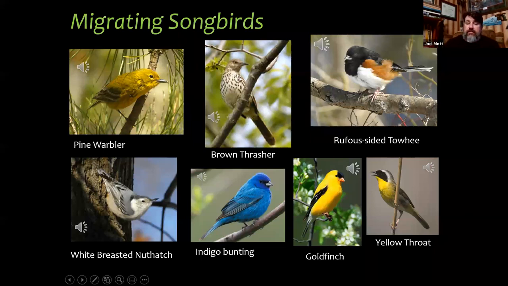And then also we have the common yellowthroat. And this guy right here is the brown thrasher. The brown thrasher doesn't like to fly very high, so it really enjoys and spends a lot of time out on the pine plains. And when they're here, that's generally the best spot to see them.